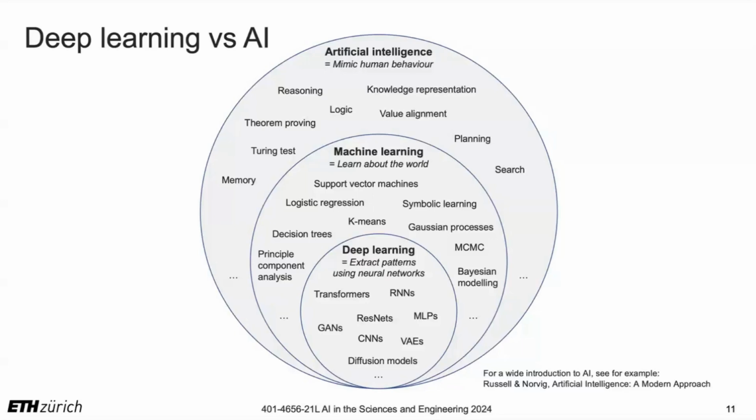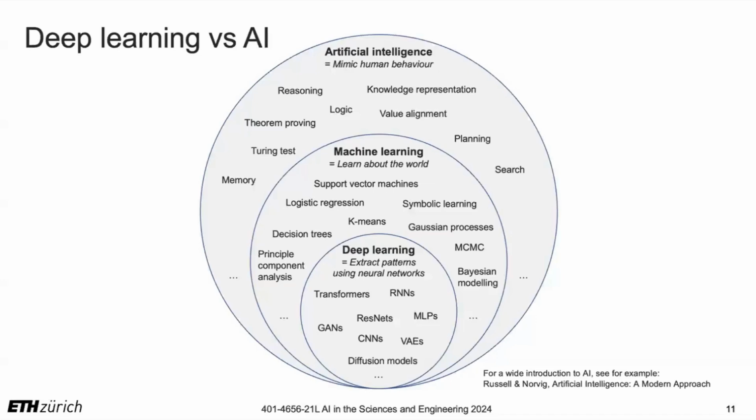So machine learning is concerned with learning the rules of the world, and then deep learning itself is just a specific part of machine learning, which is using specifically deep neural networks to learn patterns or learn these rules. So yeah, we're going to focus a lot on deep learning, but it's really important to appreciate this wider field.